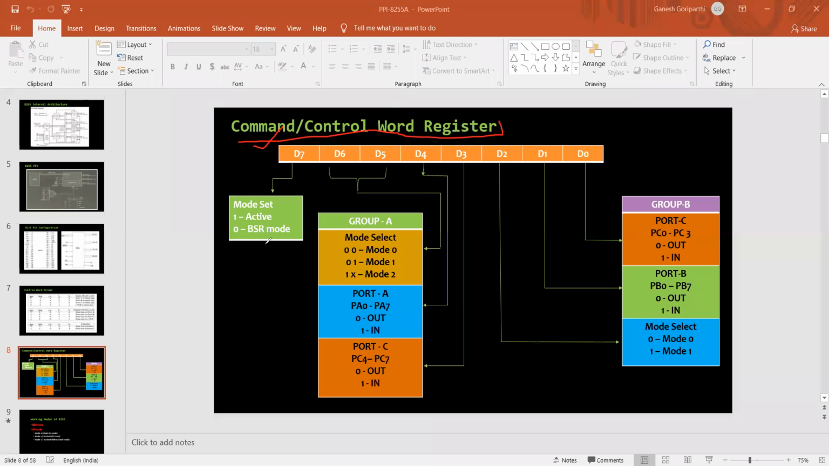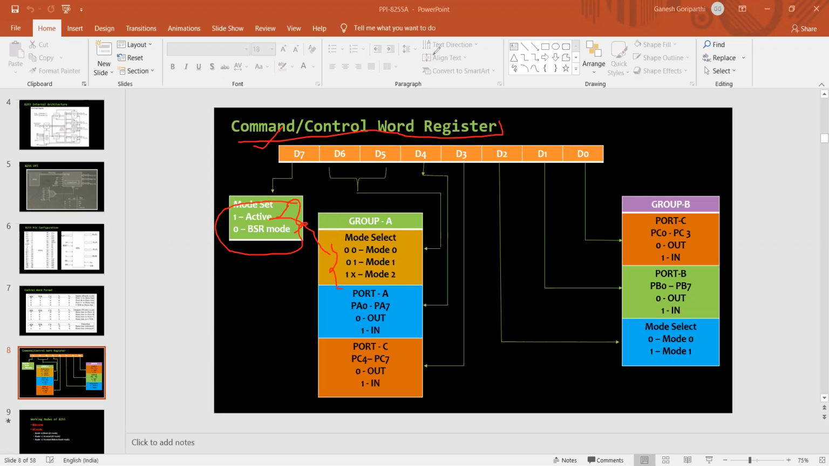So we have to understand from here that the 8255 has two different modes of operation: active mode and the second one is BSR mode. In active mode, you will again have three different modes of operation: mode 0, mode 1 and mode 2. So that is about the modes of operation of 8255, which we will be seeing now. Hope you all are clear with the command word.